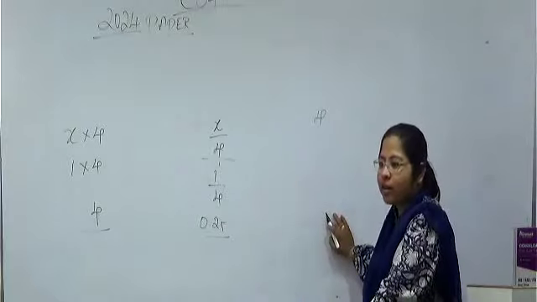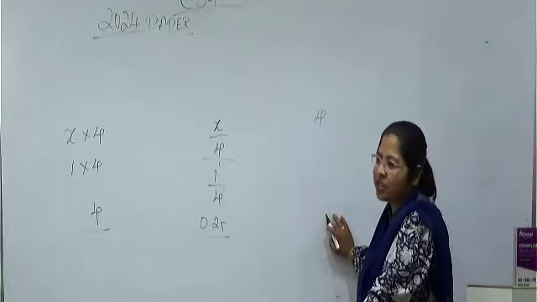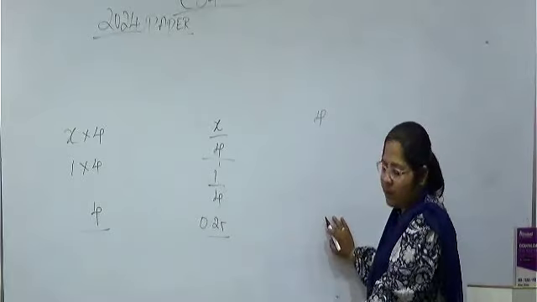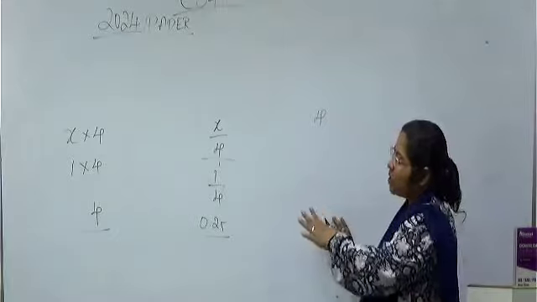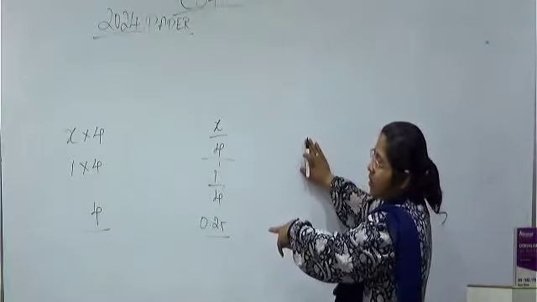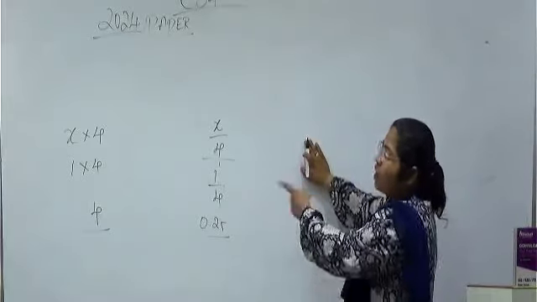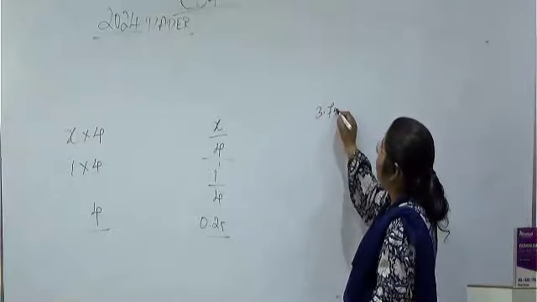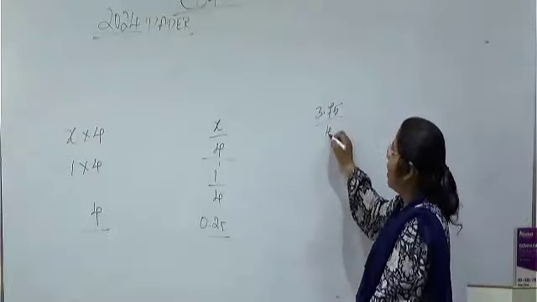To calculate the percentage, you can take the difference. What was I supposed to get? 4. And what did I get? 0.25. What is the difference between them? 3.75. 3.75 is the difference, upon 4, into 100. Do it.